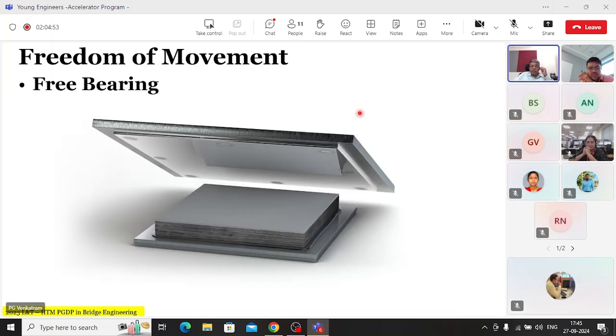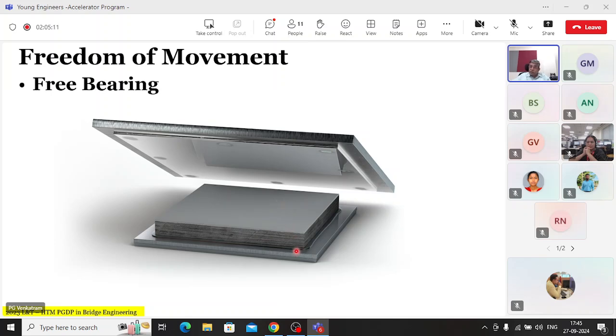Right. Then these are the types of bearing, just visual pictures. And this you can see is a free bearing. The freedom is achieved by having a Teflon sheet at the top and a stainless steel plate along this, so that the friction between them is very small. So it is free to slide in both directions.